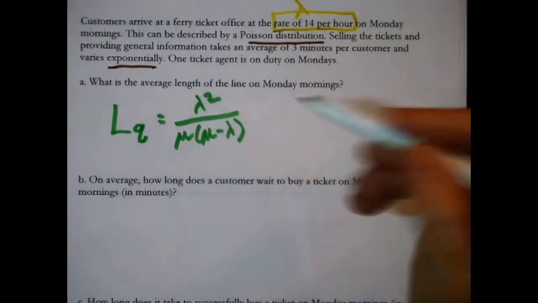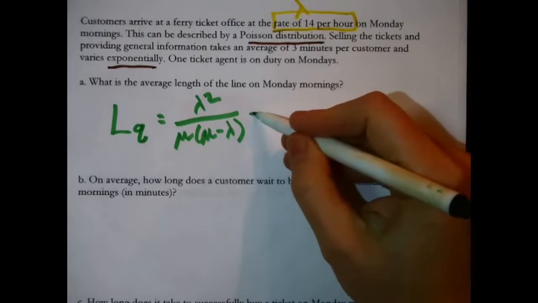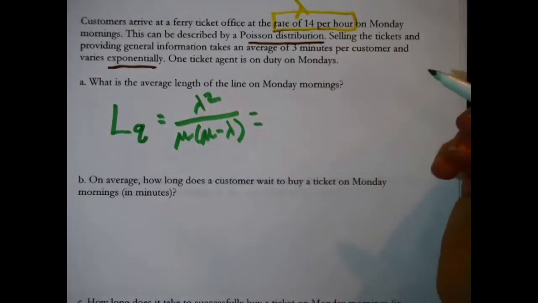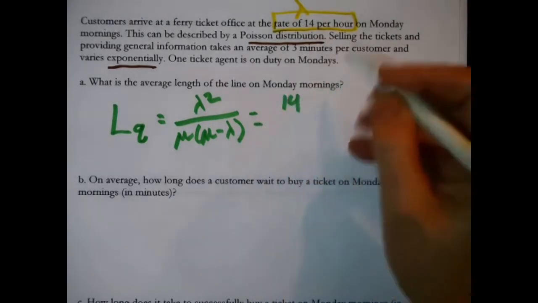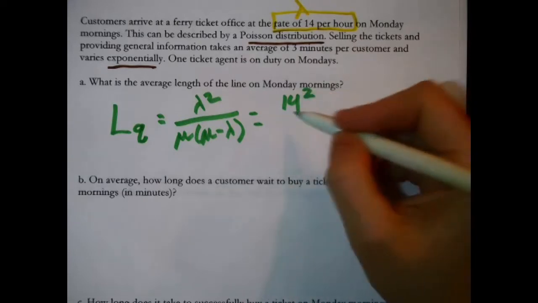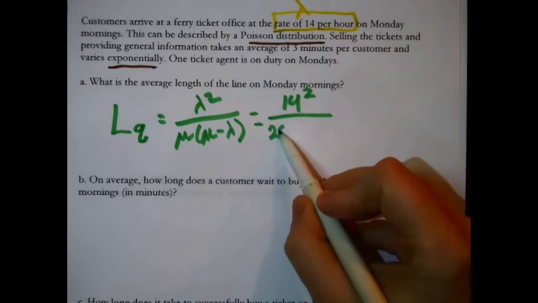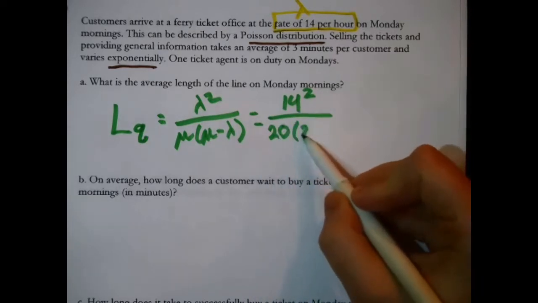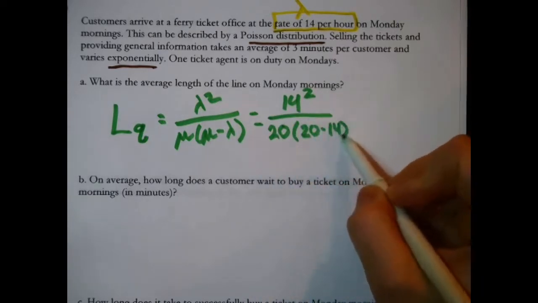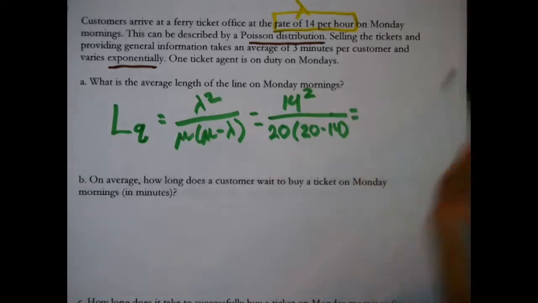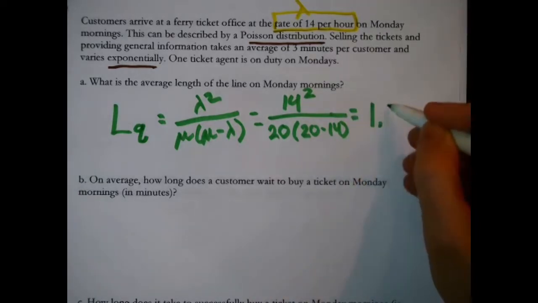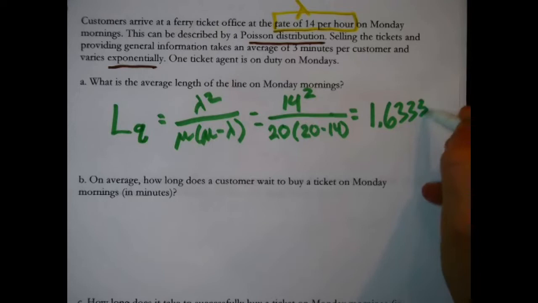Fill in that formula. That will tell you the average number of people who are waiting to buy a ticket on Monday mornings. Okay, so we said that lambda was 14, correct? So the numerator would be 14 squared. The denominator is 20 times (20 minus 14), or 6. On my calculator, I see 1.633333.